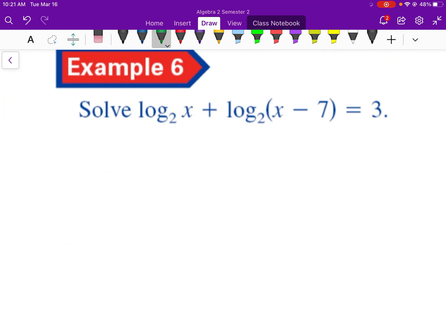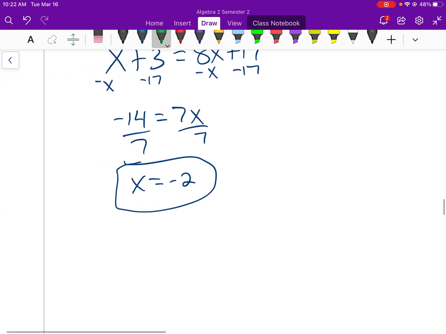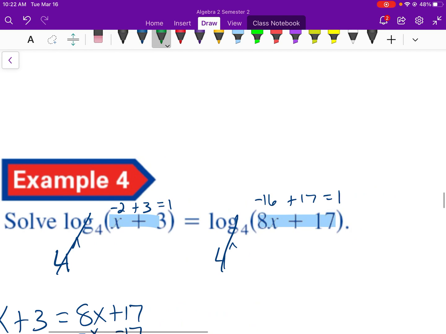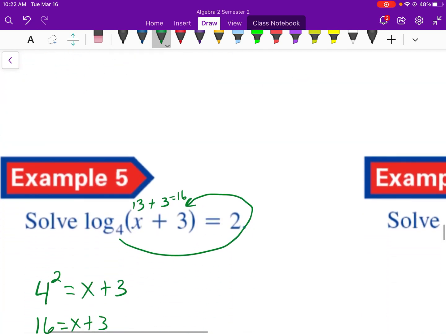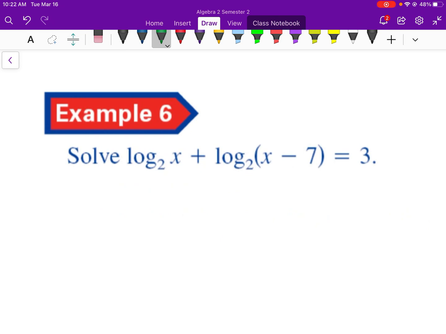Now, I see 2 logs on this one, but it is a little bit different than the previous one. We had log base 4 on both sides where it was equal. Now we have 2 logs on one side of the equation equal to a value, so we can't use the strategy we used up above.